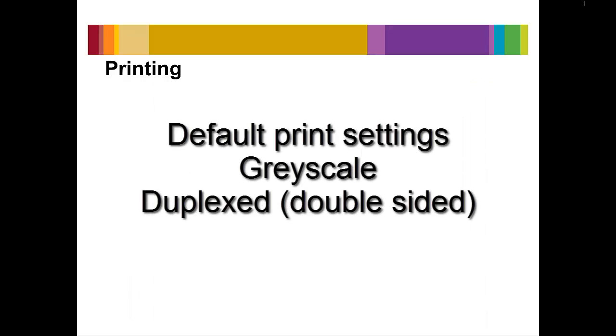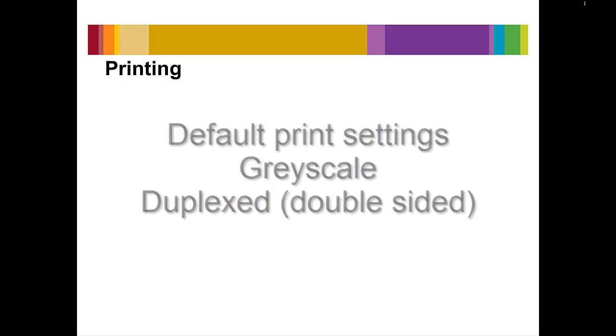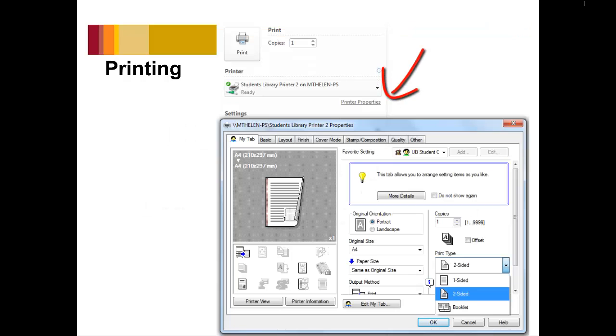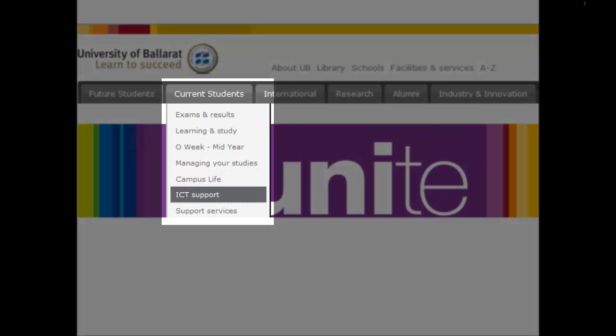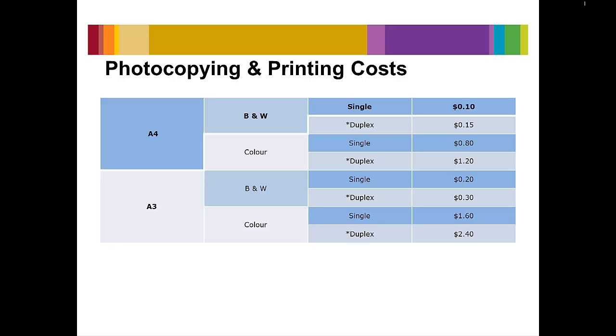Printing defaults are grayscale and duplexed, or double-sided. If you need to change those defaults, you will need to do so through the Printer Properties options in the program you are using. Instructions on how to change to single-sided or colour printing are at MyIT at UB. The cost for printing and photocopying are 10 cents per A4 page or 15 cents per duplexed A4 page. Colour printing is 80 cents per A4 page or $1.20 per A4 duplexed page, so make sure you print only the pages you need in colour.